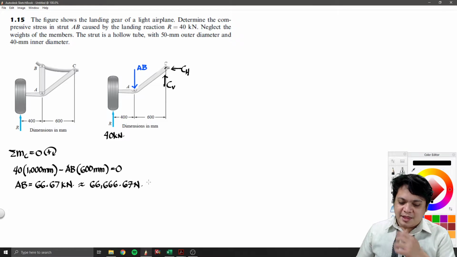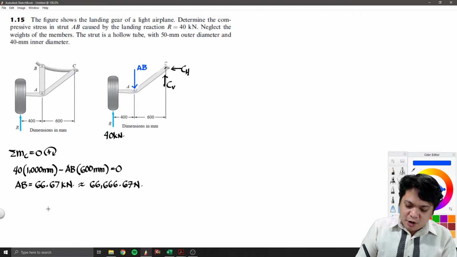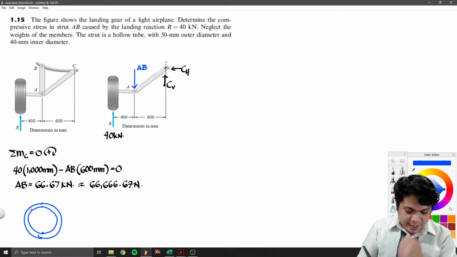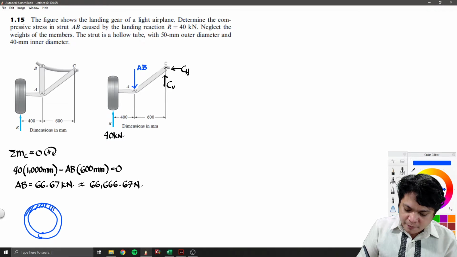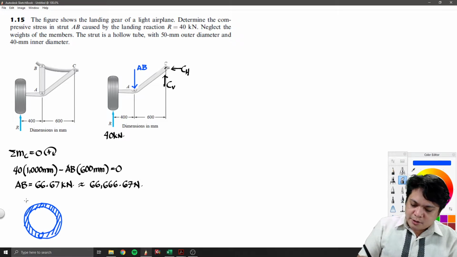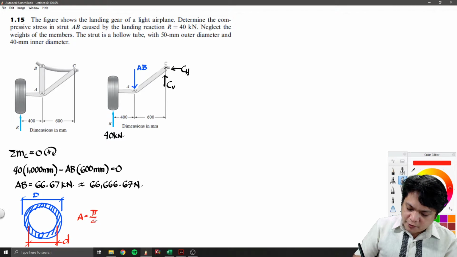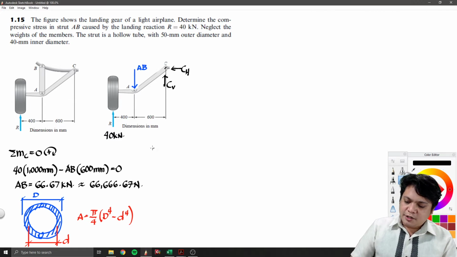Now, since this is hollow, you have a circle, and then you also have an internal circle. So what we need to get is the area of the hollow tube. You have the outer diameter, D, and then you also have the inner diameter, let's call that d. So our area is pi over 4 multiplied by D to the 4th minus d to the 4th. Okay? So, substituting.